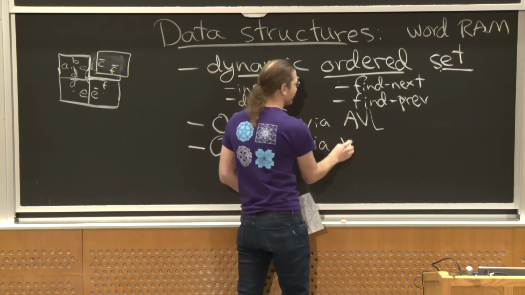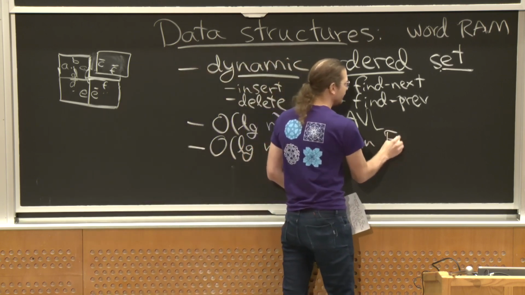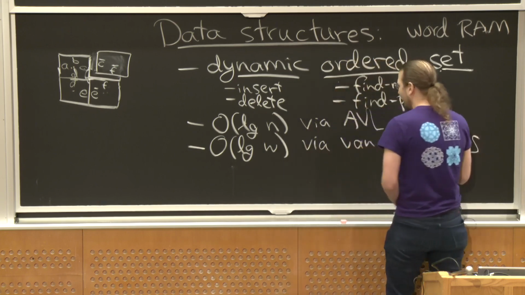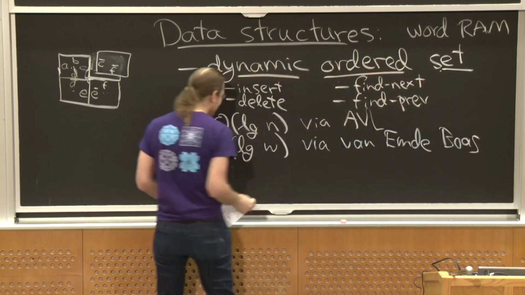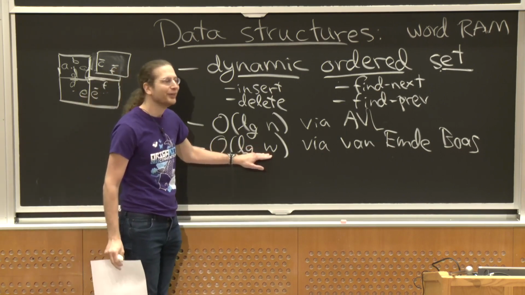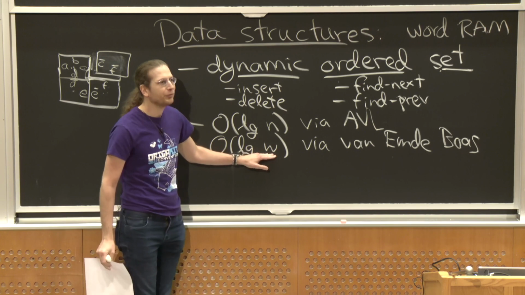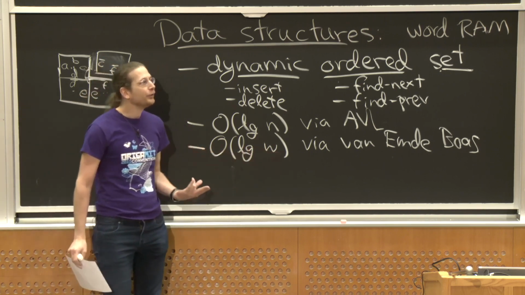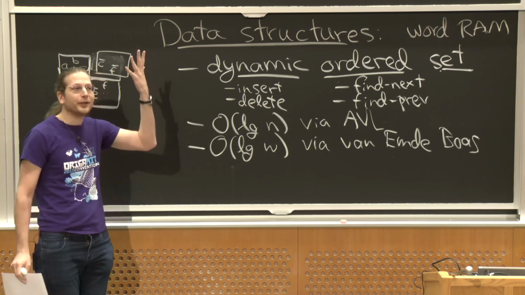This is via a structure called Van de Boas, who's a person. AVL is two people. Van de Boas I've actually met. So log w, remember w is our word size. So this is a bit of a weird running time. It's great if w is like log n, then this is log n. And we know w is at least log n, but it could be bigger.